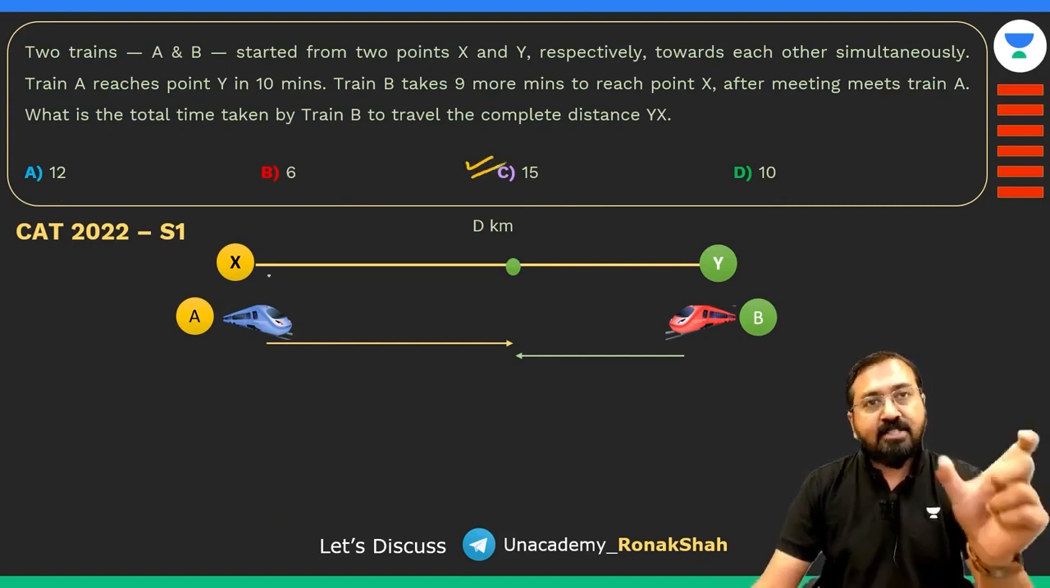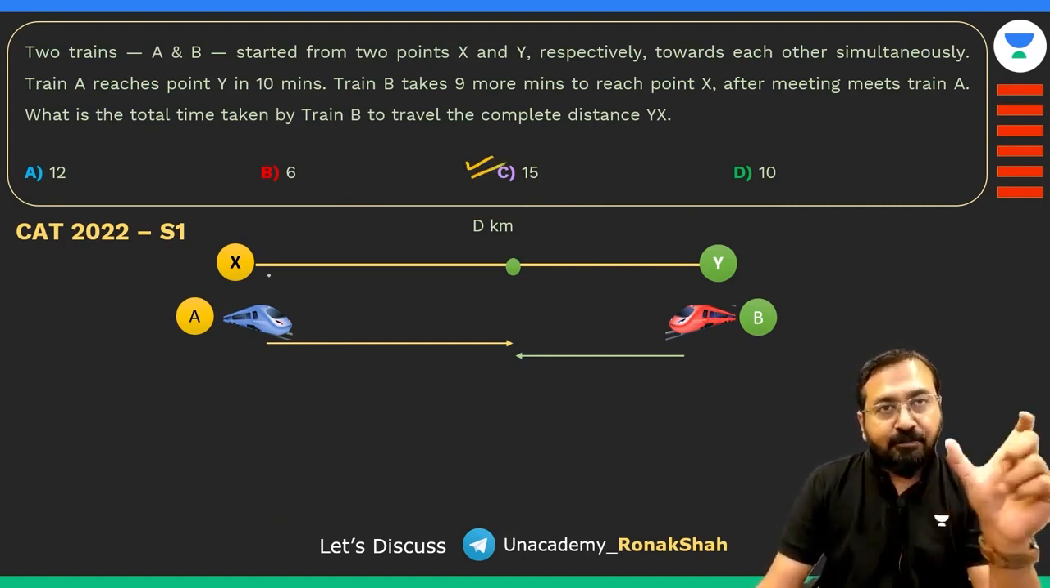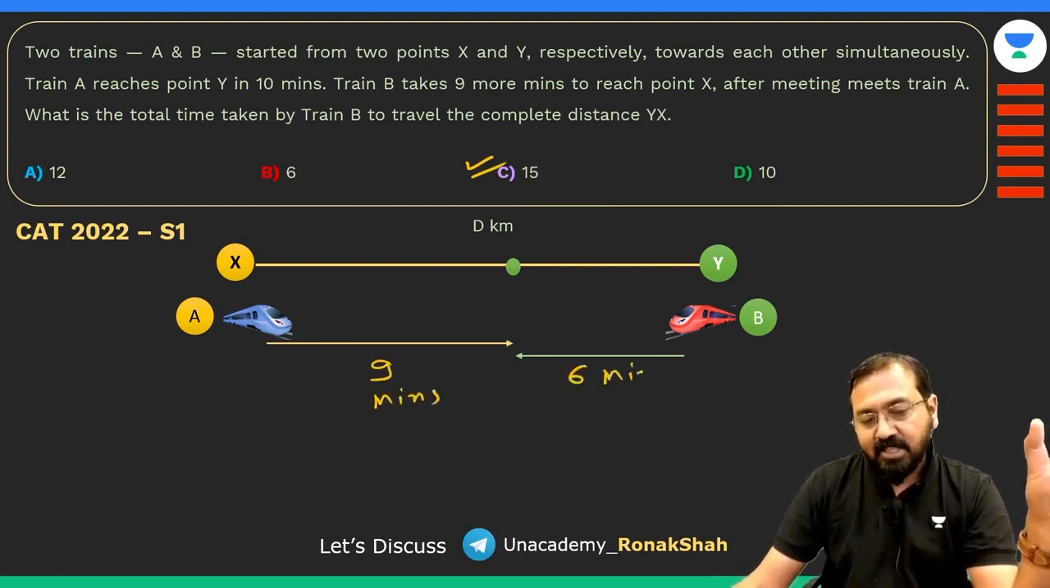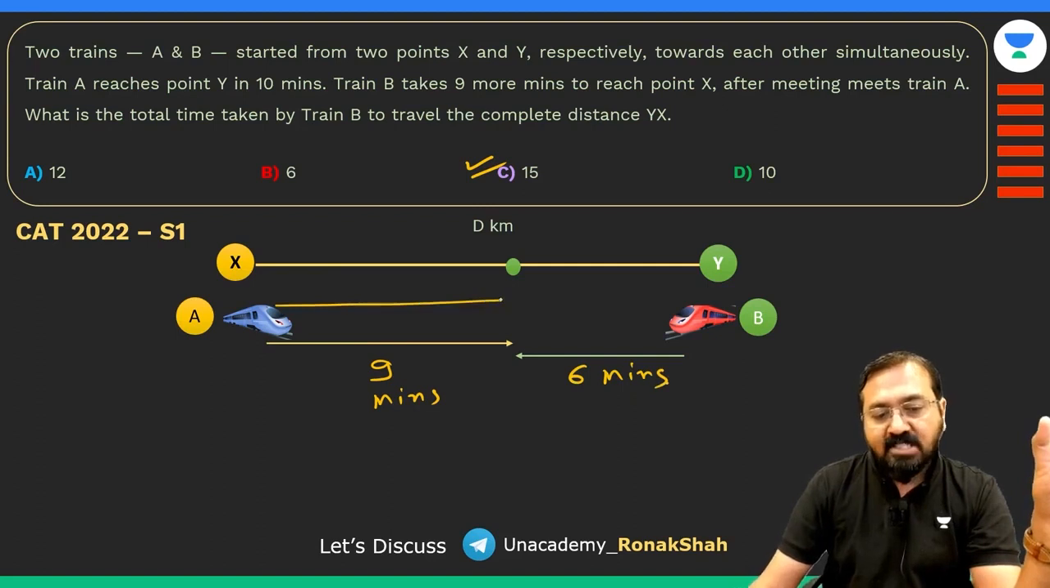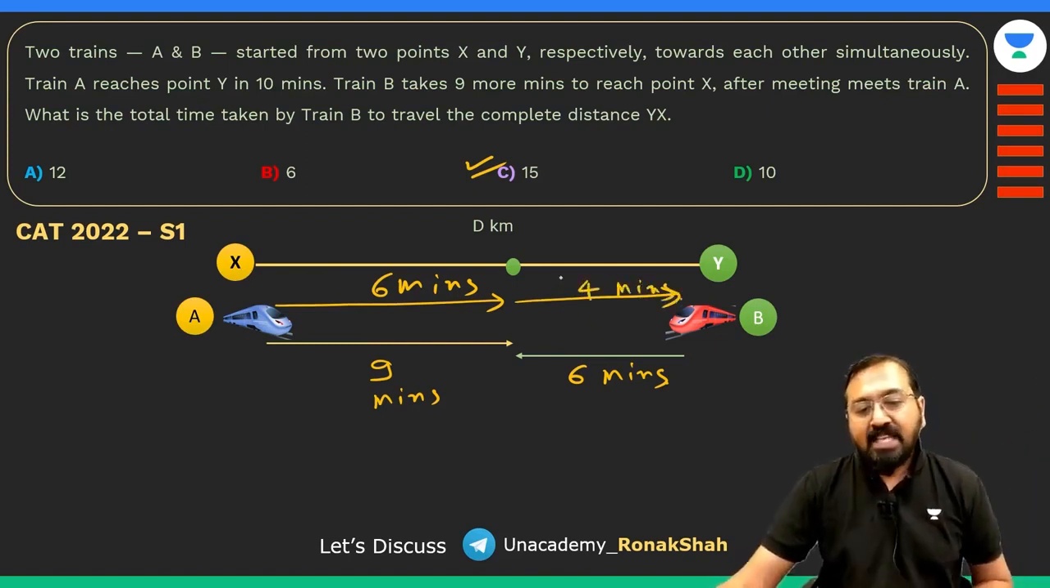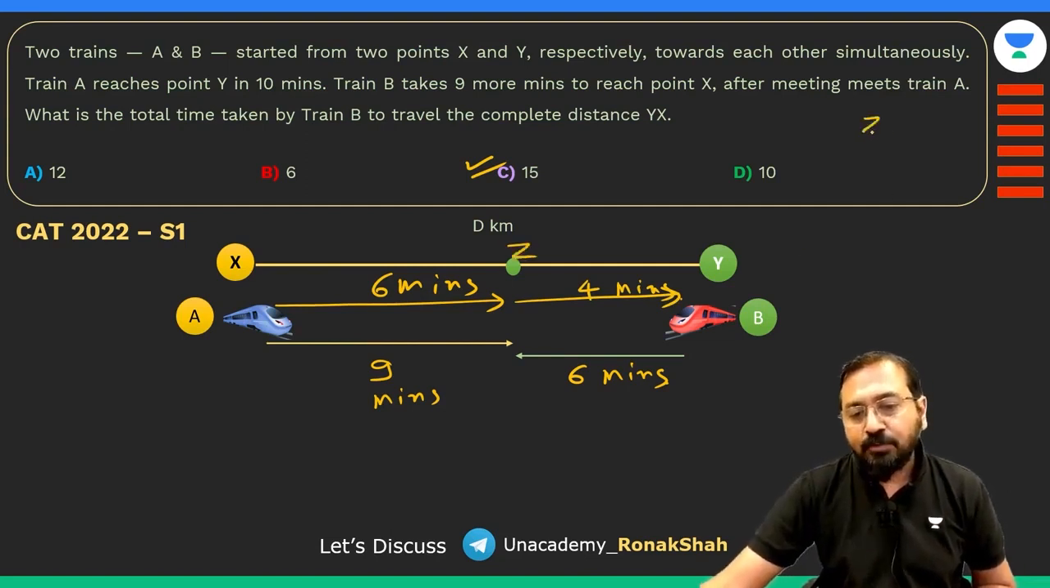Say for example, if the total time taken is 15 minutes for train B, so it has traveled this distance in 9 minutes and this distance it must have traveled in 6 minutes. That means train A must have traveled this distance in 6 minutes, and we know the entire time is 10 minutes, so this distance should have been traveled by train A in 4 minutes. Okay, now let's compare the time. Can I say this is the ZY distance? So for the ZY distance, the ratio of time taken by A and B is 2:3.